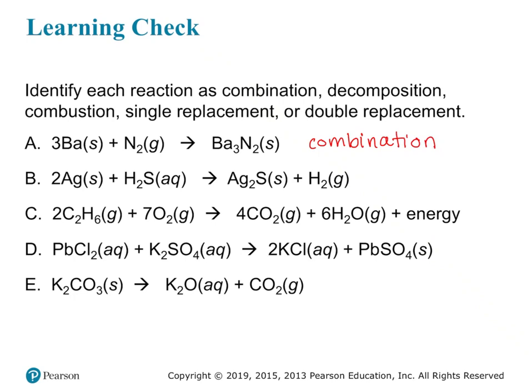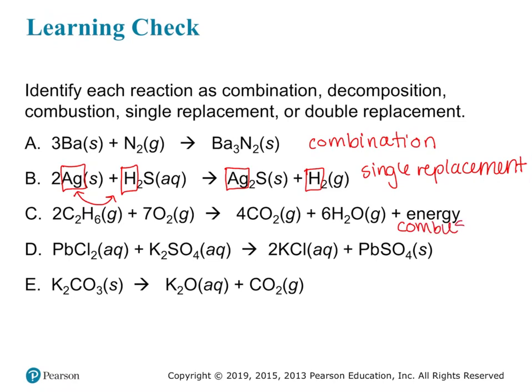So this one is a single replacement reaction. So we have silver by itself initially, and then it ends up in a compound in the products. And then hydrogen is initially in a compound, but ends up by itself at the end. So Ag and H are switching places. Now what about C? We have C2H6 reacting with oxygen to produce CO2, H2O, and energy. So that one should be easy. That is a combustion reaction.